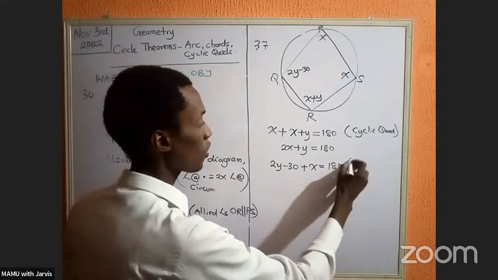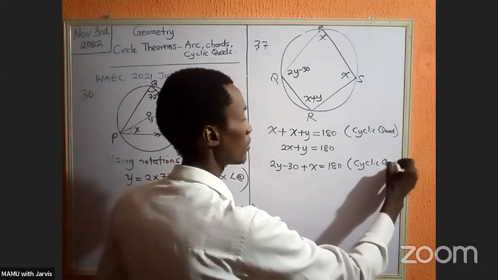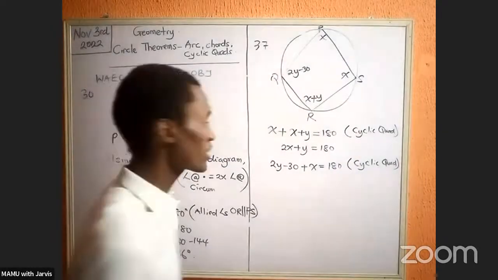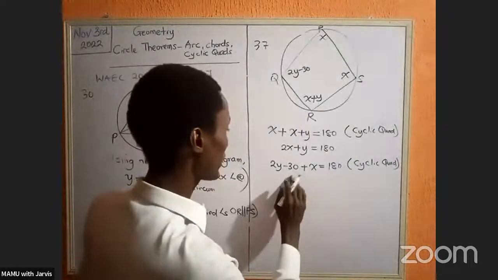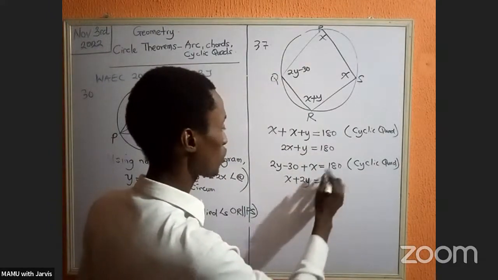180 degrees also. What's the reason? Cyclic chord also. Cyclic chord, that's just the reason for that. All right, so the next thing we want to do is to say, and look at this. This will be x plus 2y equal to 180.